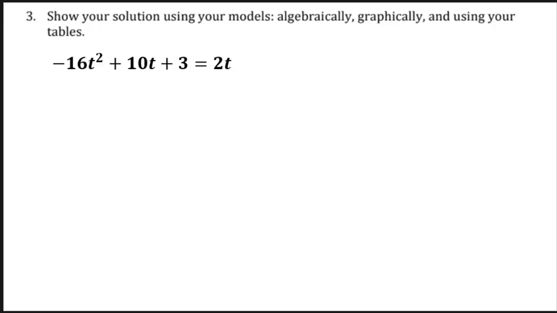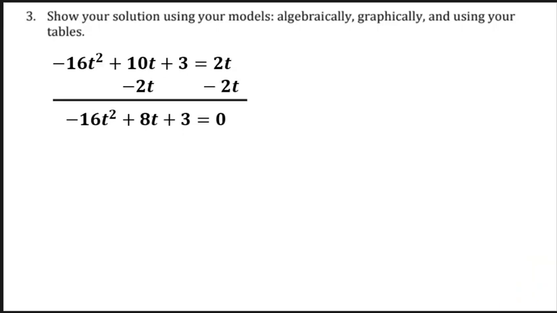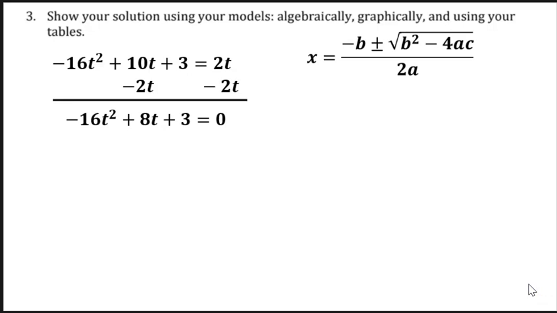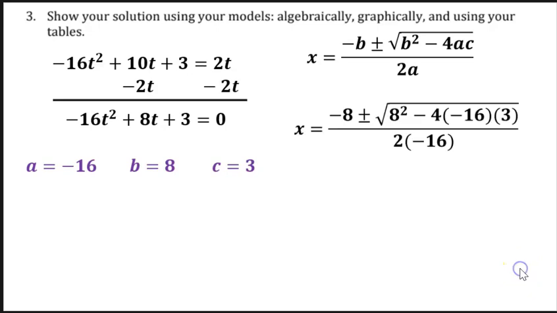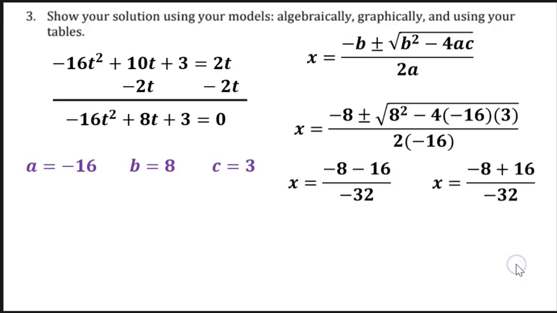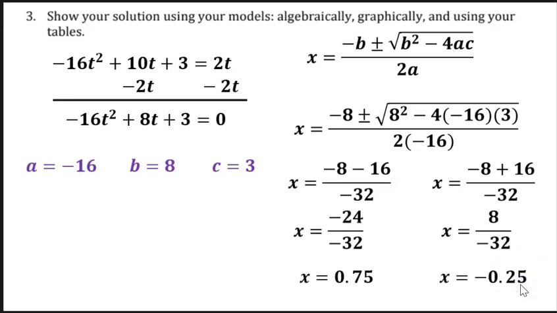This means that I need to start by setting the equation equal to 0. Once the equation is set equal to 0, I'm going to write down my formula, identify the values of a, b, and c, and then substitute the values of a, b, and c into the quadratic formula. Now I just need to simplify. I'm going to start by simplifying what's under the square root and in the denominator. Then I'll split the equation so that one shows addition in the numerator and the other shows subtraction. I'm going to continue to simplify and find that x equals 0.75 and negative 0.25.